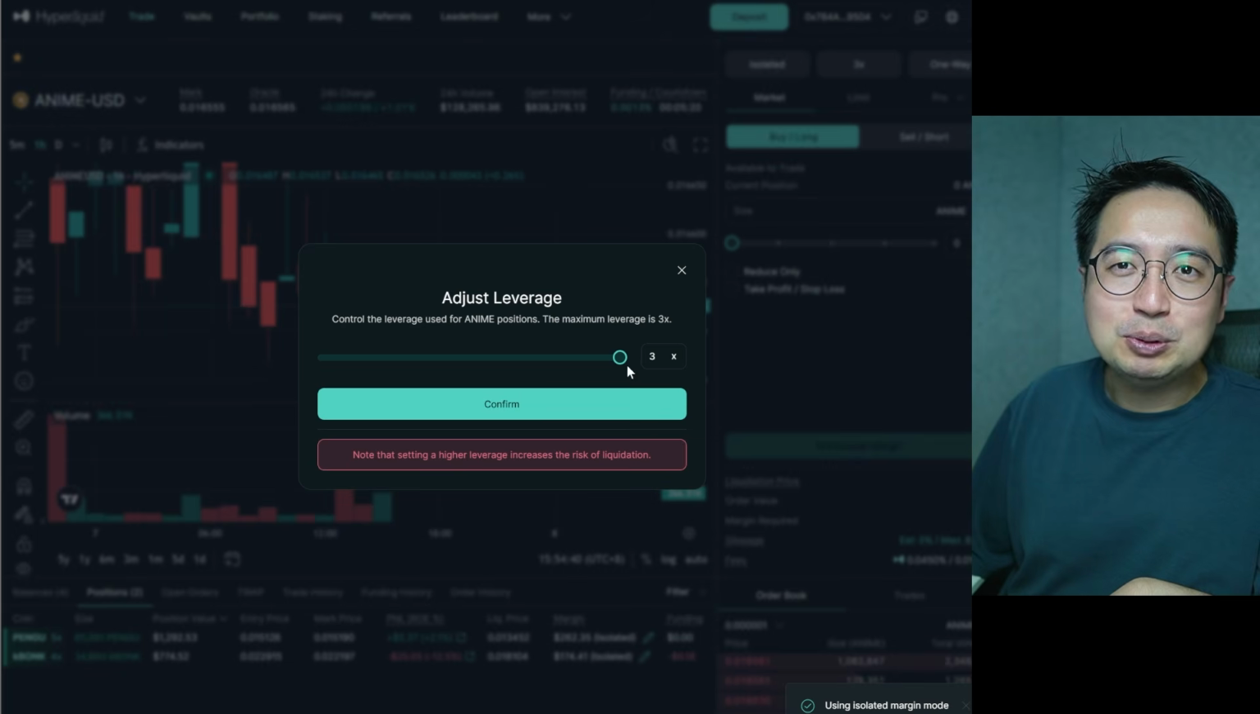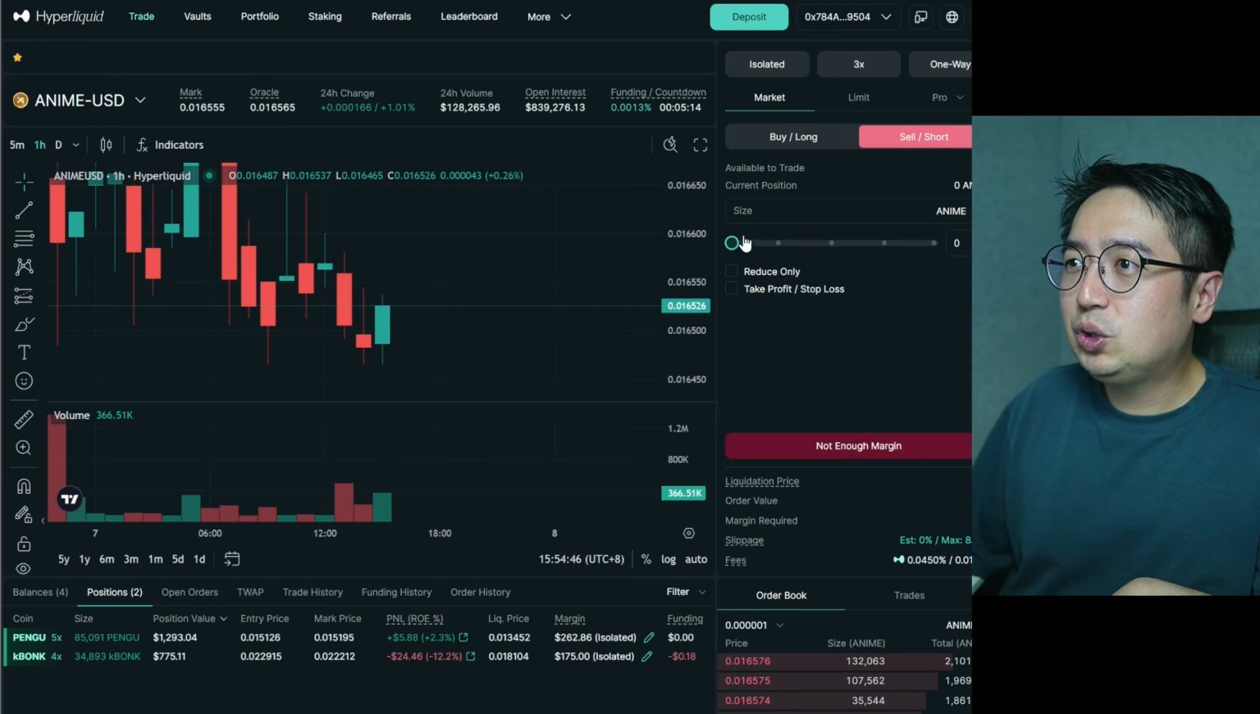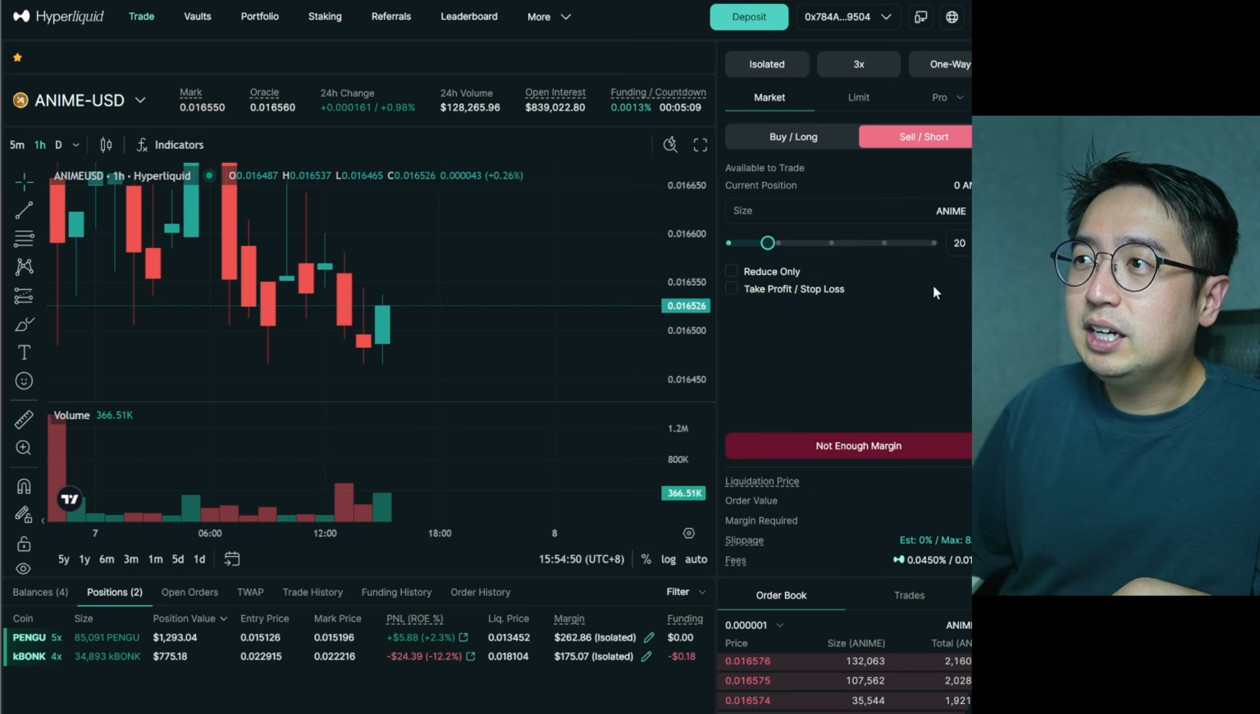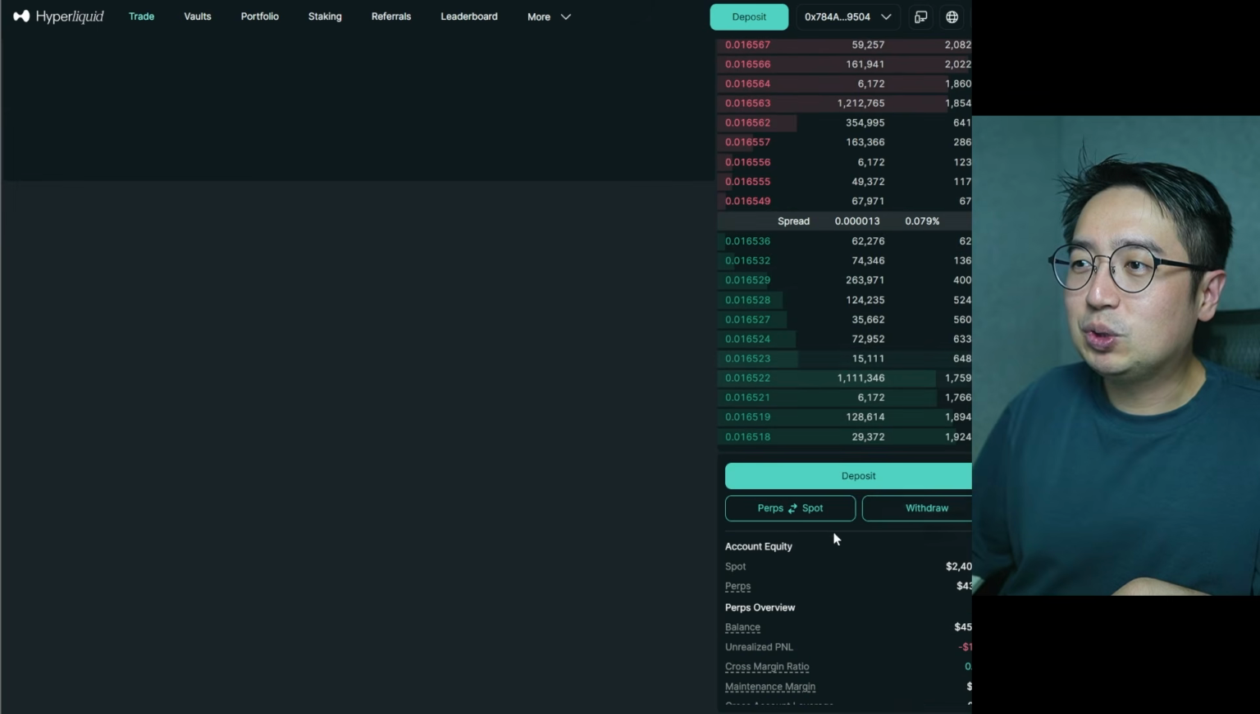And it has more controls over what's happening. So let's say we want to do a small short. We're going to hit sell short. We're going to see not enough margin because we don't have any assets in the perp side. So we have to scroll down.